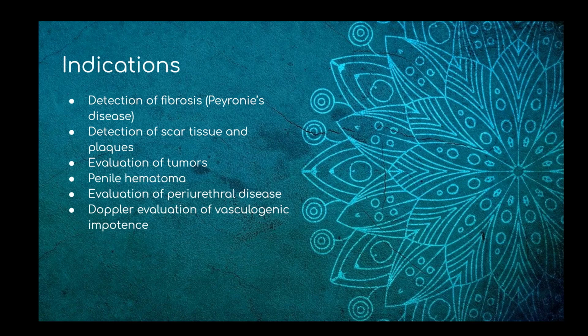Reasons for doing penile ultrasound. One of them is to detect Peyronie's disease, which we'll talk about in a minute. Detection of scar tissue and plaques goes along with Peyronie's disease. We might evaluate if there's a palpable lump somewhere on the penis. We can take a look at that with ultrasound. If there's been penis trauma, so concern that there might be a penile fracture, we can evaluate that with ultrasound. Or we can also take a look at erectile dysfunction causes. Is it vascular based? We can do Dopplers of the penile arteries and veins.